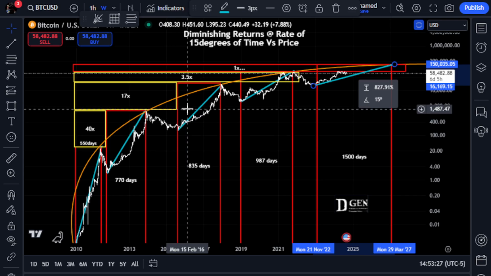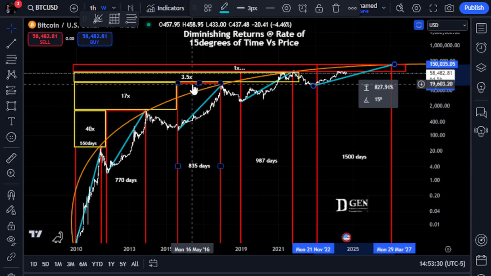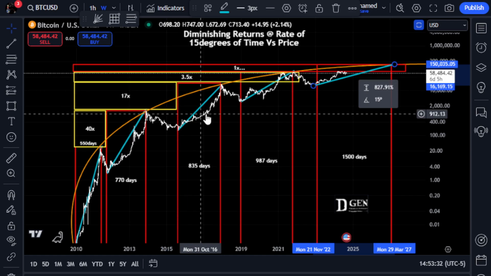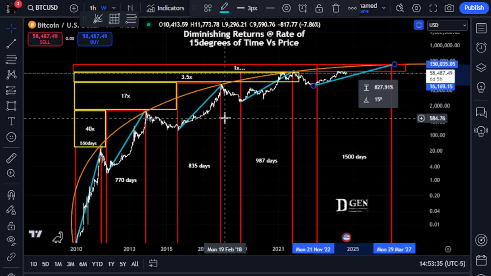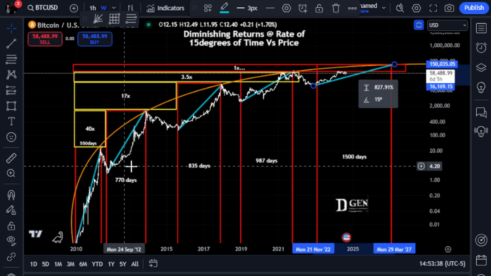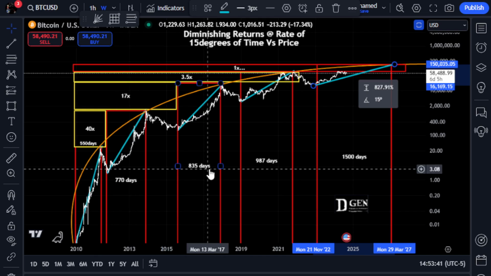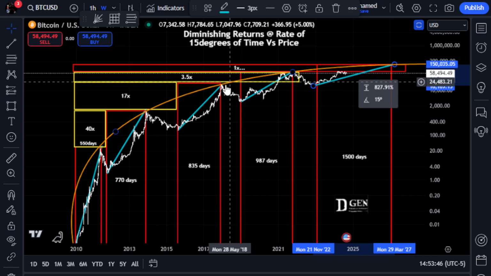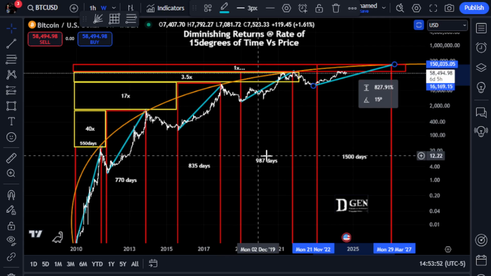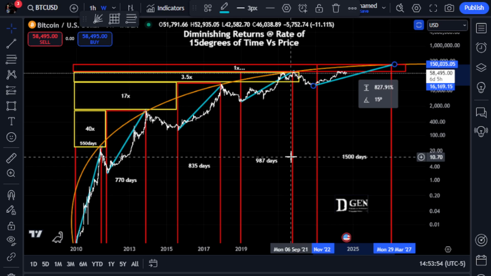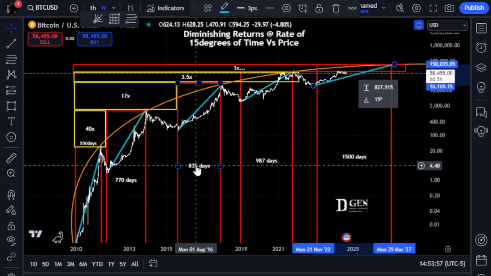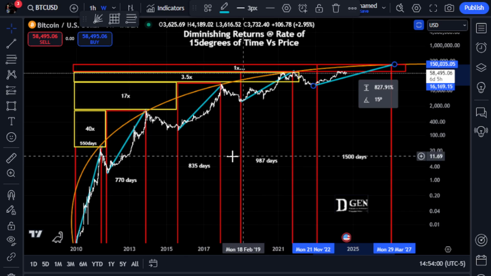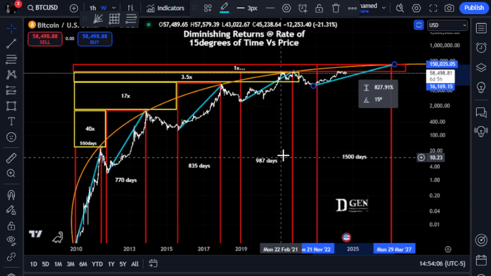And the next run, it only did a 17x, and it took about 60 days longer. This was 770 days, so this was only 60 days longer. What do we do from this high at about 20,000 to 64,000? Well, it's about a 3.5x, and it took 987 days to get up there. So that's again from this bull run to this bull run, about 150 days or so more.